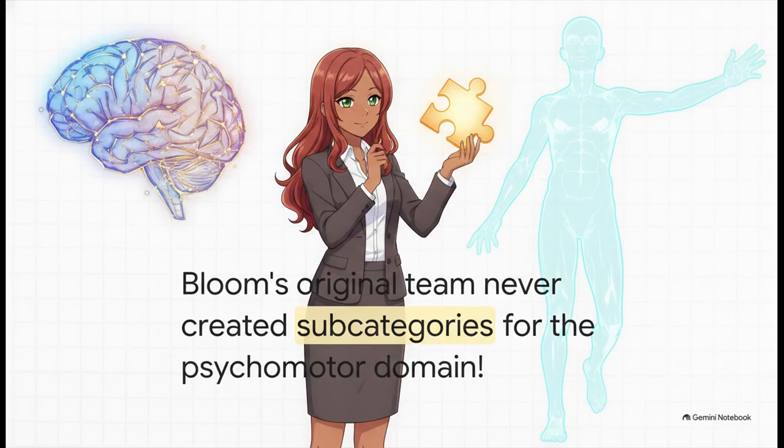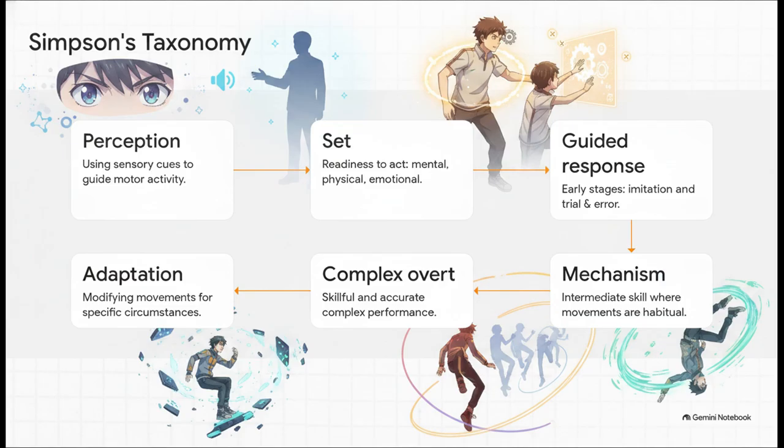They were just so hyper-focused on the cognitive side of things. It wasn't until years later that other educators, most notably Elizabeth Simpson in 1972, had to step in and actually map out the hierarchy for physical skills. So let's take a look at Elizabeth Simpson's scaffolding hierarchy for physical learning.